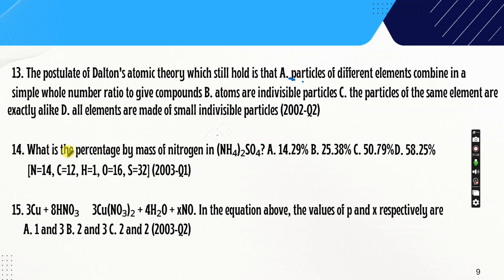So the next one is, what is the percentage by mass of nitrogen in this particular compound? Okay. The first thing we need to do is to calculate the molar mass of this compound first, after which we are now going to take the percentage. In this particular compound, we have 2 multiplied by this one. We have 2 nitrogens there. We are having 2 nitrogens plus 2 multiplied by this one. We have 8.